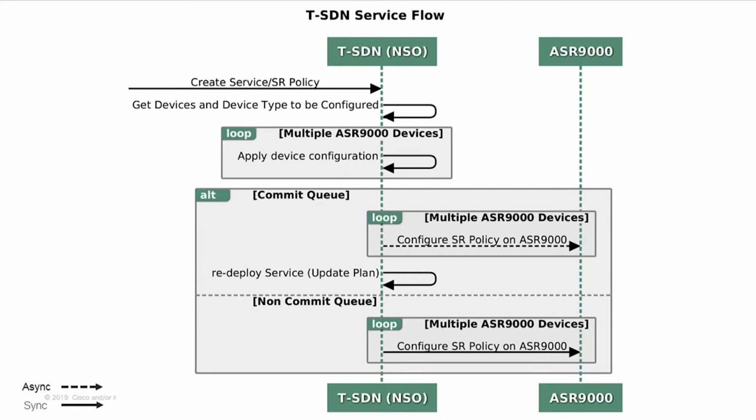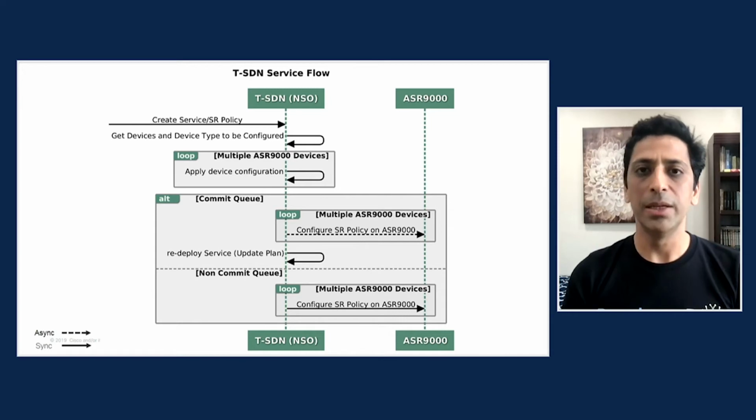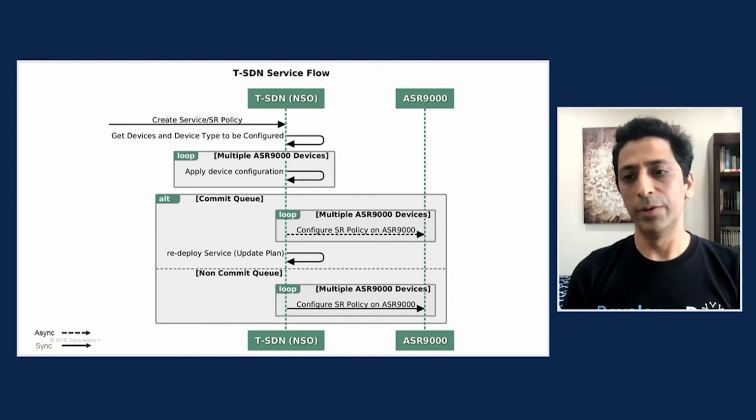Here we have two options, commit queue or non-commit queue. Let me explain a little bit on commit queue before we dive into the flow. For the T-SDN use case especially, as I mentioned, there can be hundreds of devices that we need to configure. With hundreds of devices, there's likelihood of one or multiple devices failing, or network latency towards the device, or you might see the network choppy at times. So commit queue definitely helps the application scale and perform for such cases.